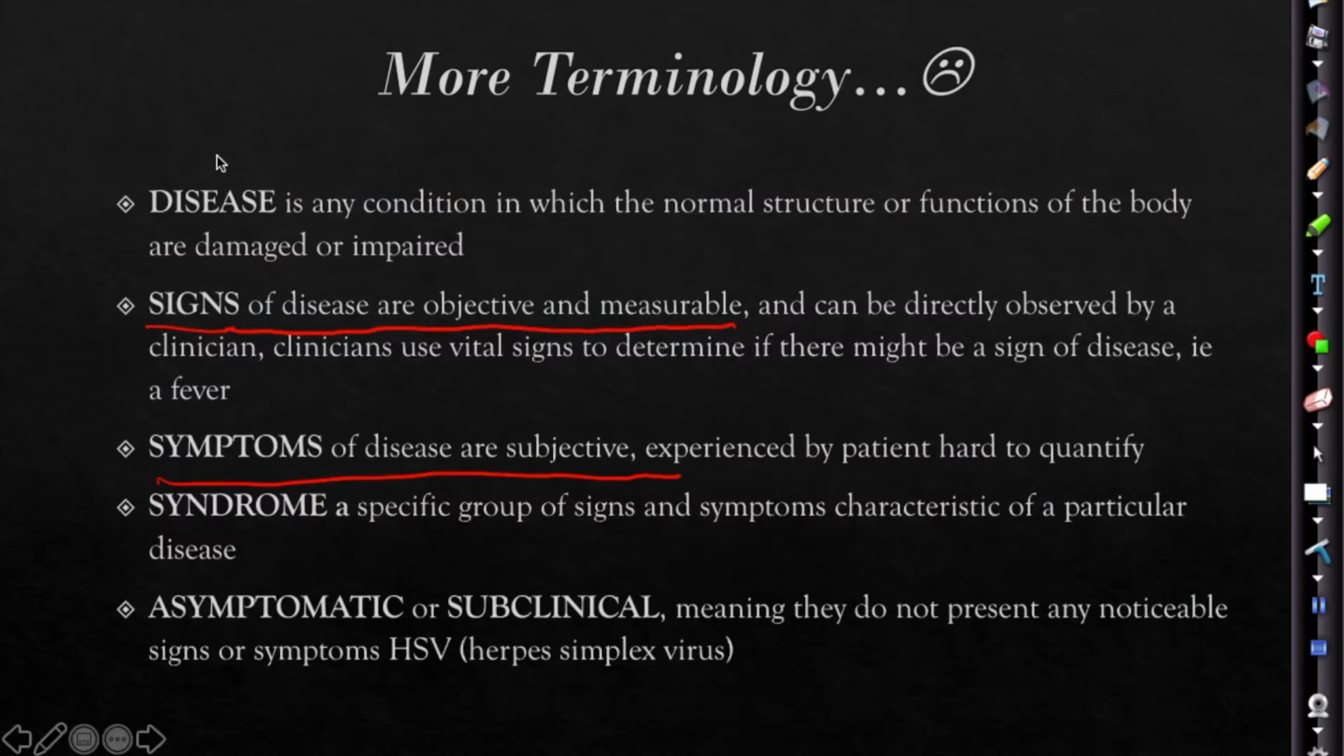So signs are measurable and objective. Symptoms are subjective, so how a person feels. Whereas signs are like a temperature and heart rate. Those are things we can measure. You need to know these terms for the exam.